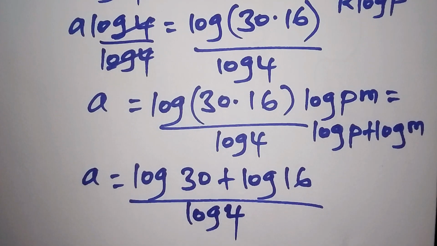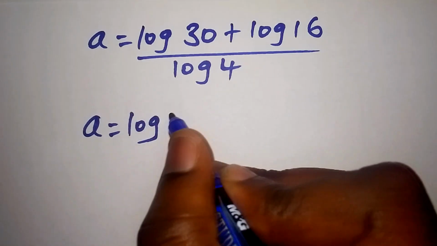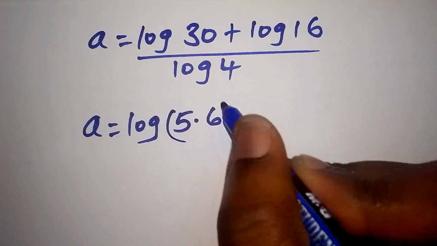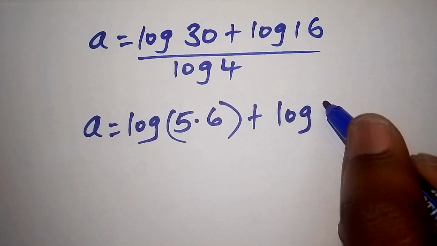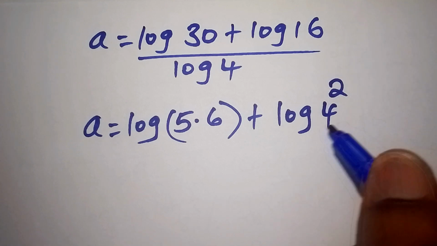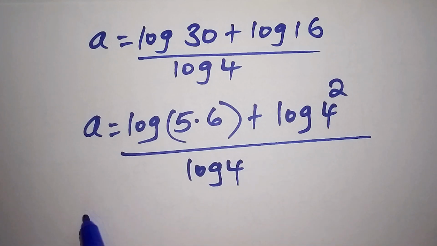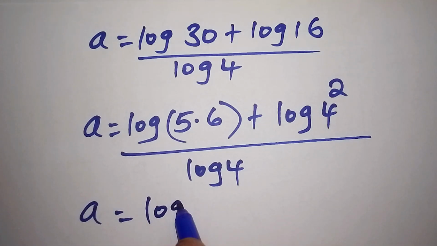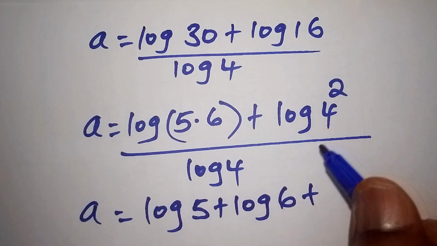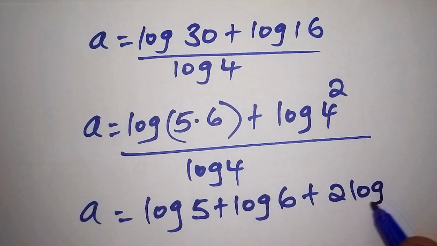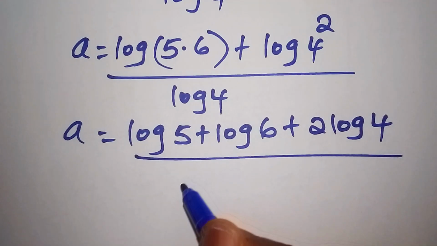From there, a is equal to, so log 30 can be written as the log of 5 multiplied by 6, plus log 16 can be written as the log of 4 to the power of 2, because 4 multiplied by 4 is 16. Then this is all over the log of 4. So now the value for a is equal to log 5 plus log 6, plus 2 times the log of 4, and we divide all of them by the log of 4.